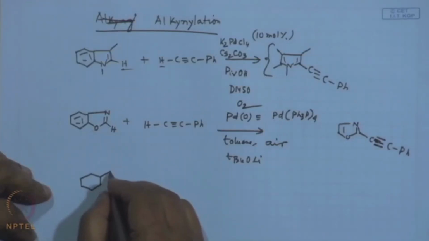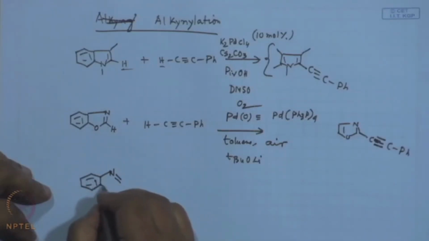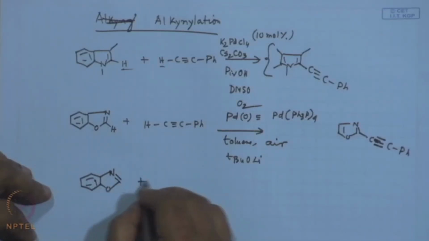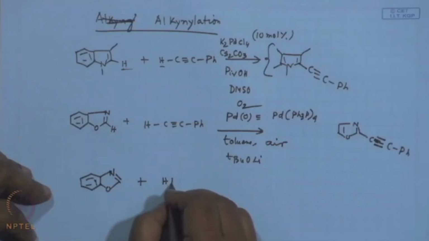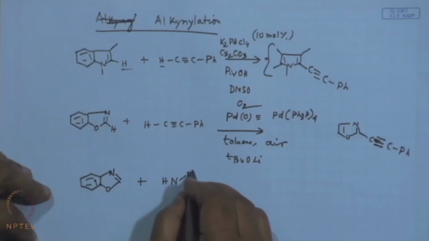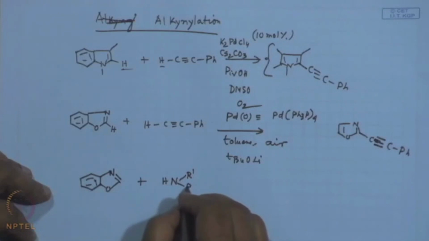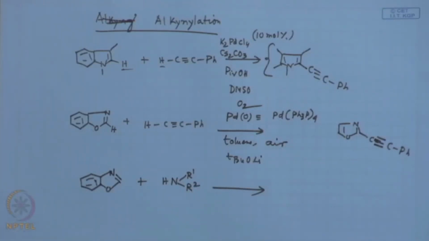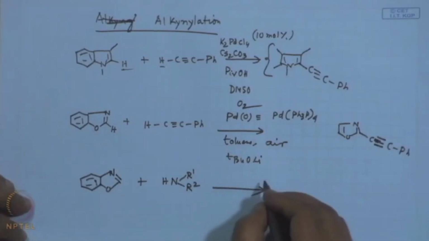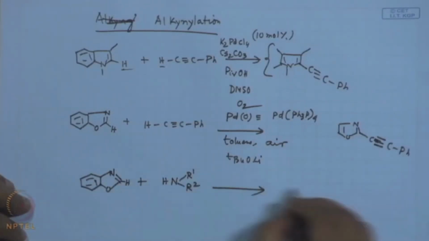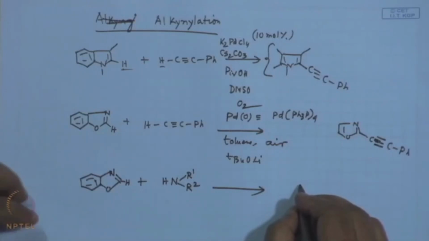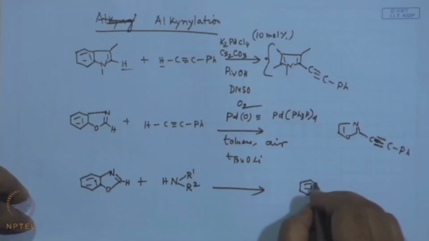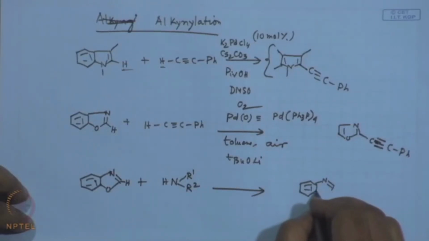For example, if you take oxazole, benzoxazole, and a nitrogen secondary amine, and of course that means there are 2 hydrogens. So a heterocycle can be aminated, that means functionalized with a nitrogen, that is it.